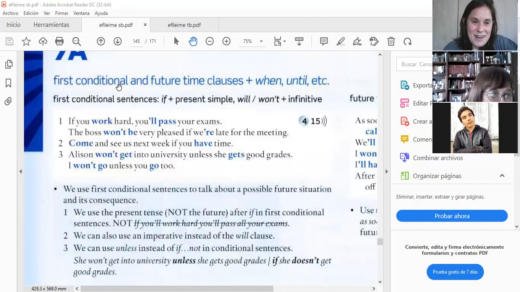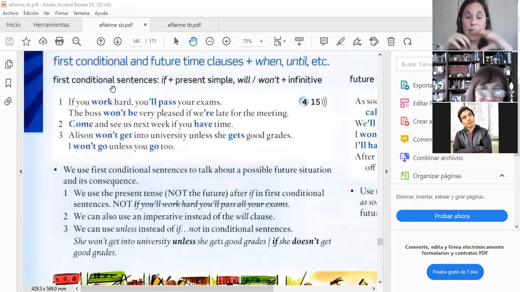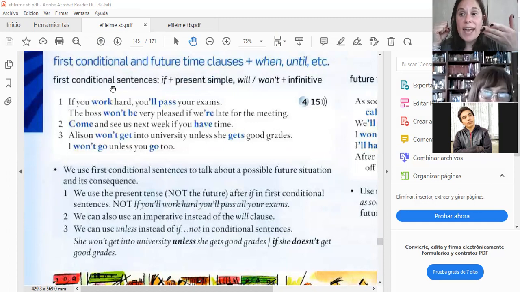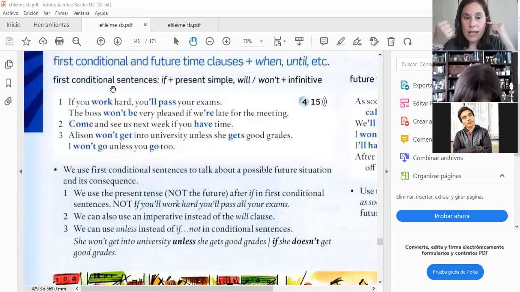So it says that we can use unless instead of if not. The unless is negative, okay? A menos que. So, unless reemplazaría el if not. Vamos a ver el ejemplo. She won't get into university unless she gets good grades. Ese unless sería si no tiene buenas notas o a menos que tenga buenas notas. Fíjense la diferencia. Después del unless, la oración va en afirmativo.